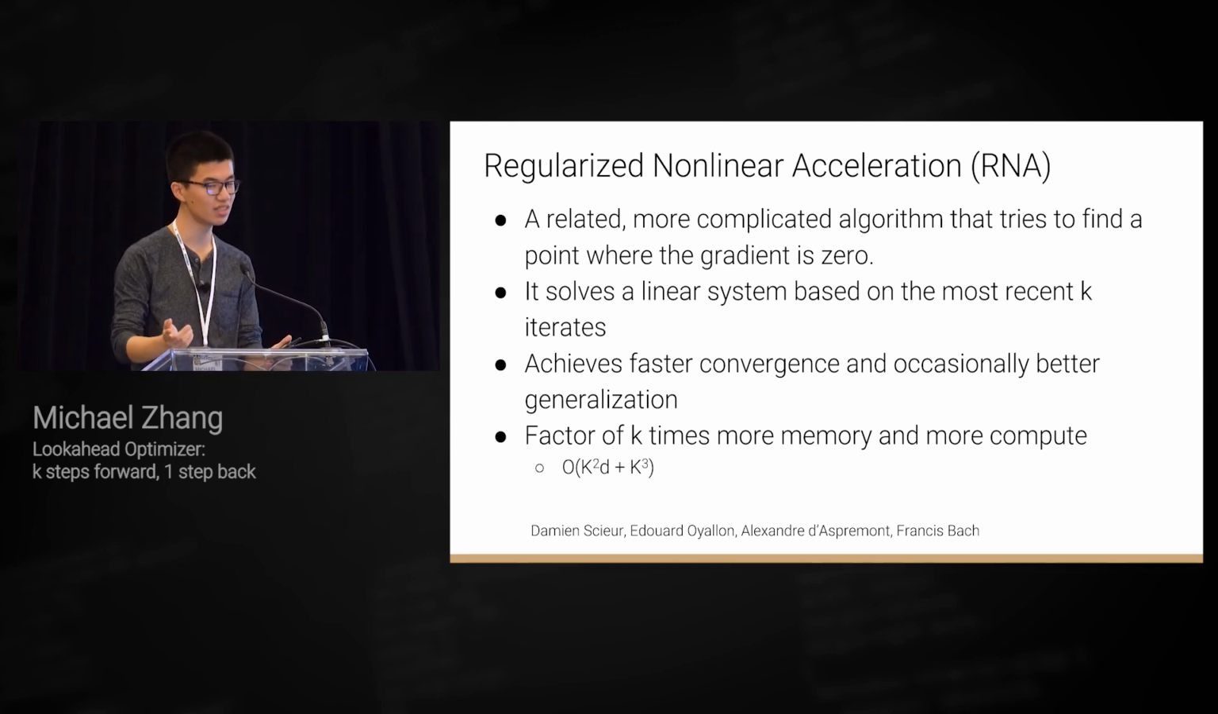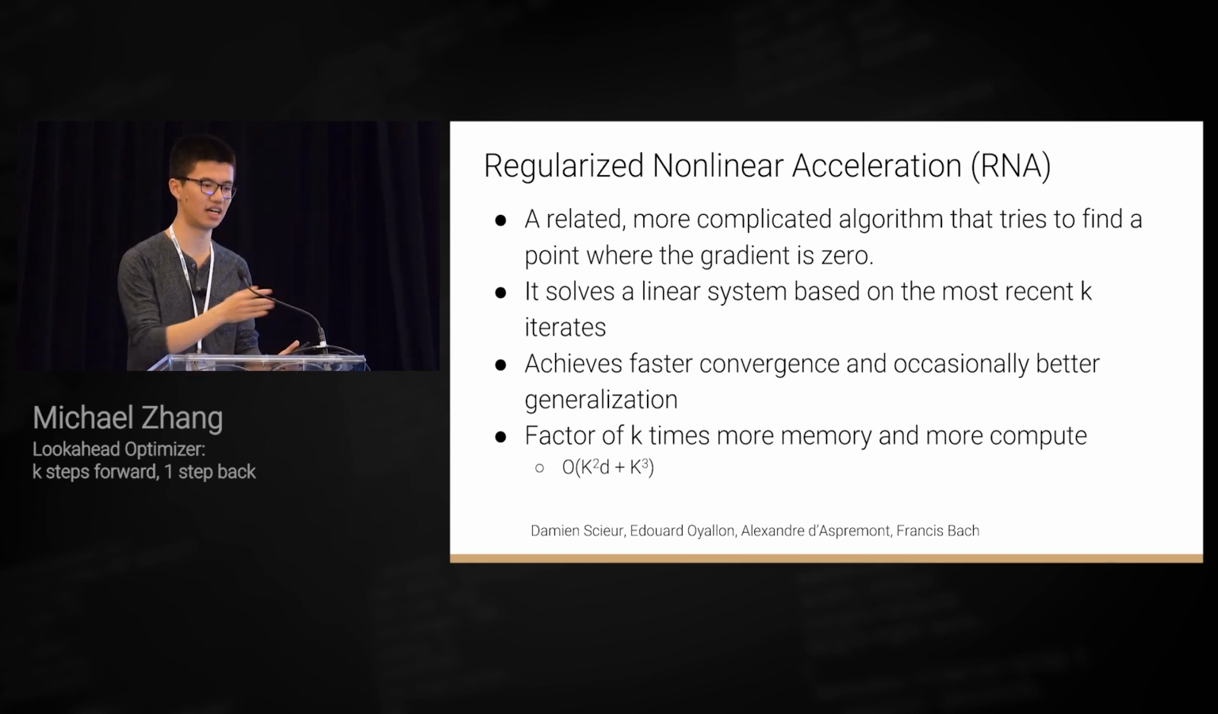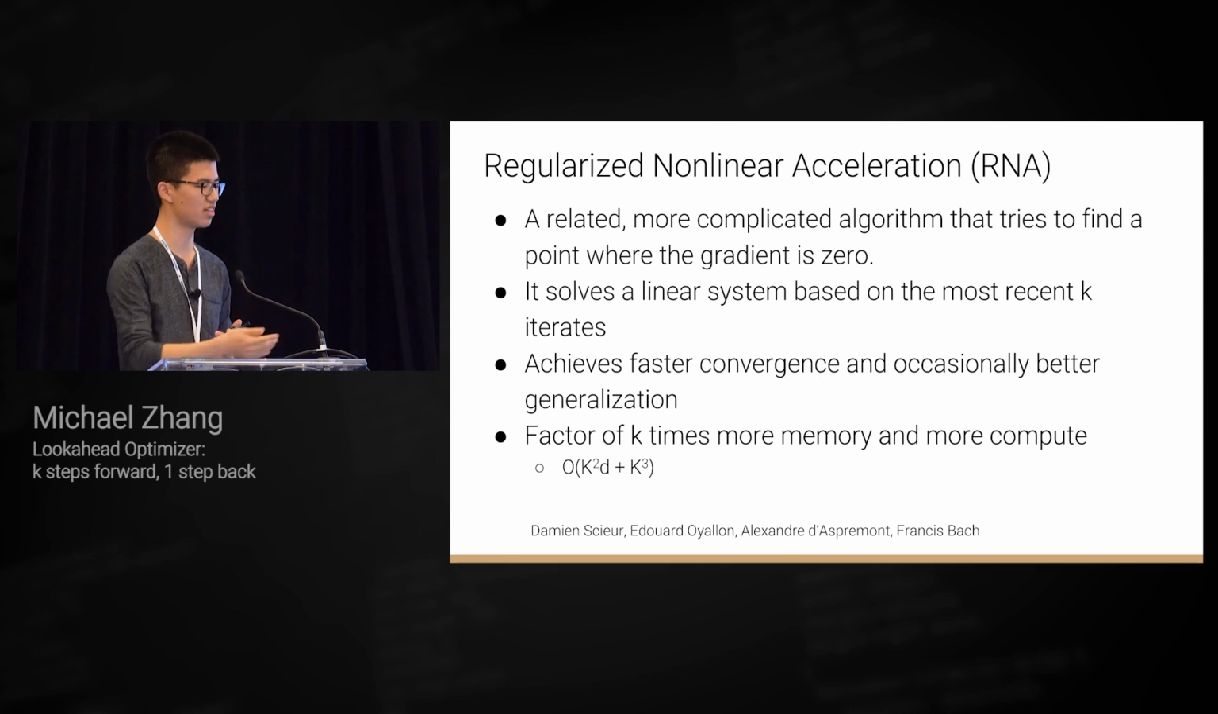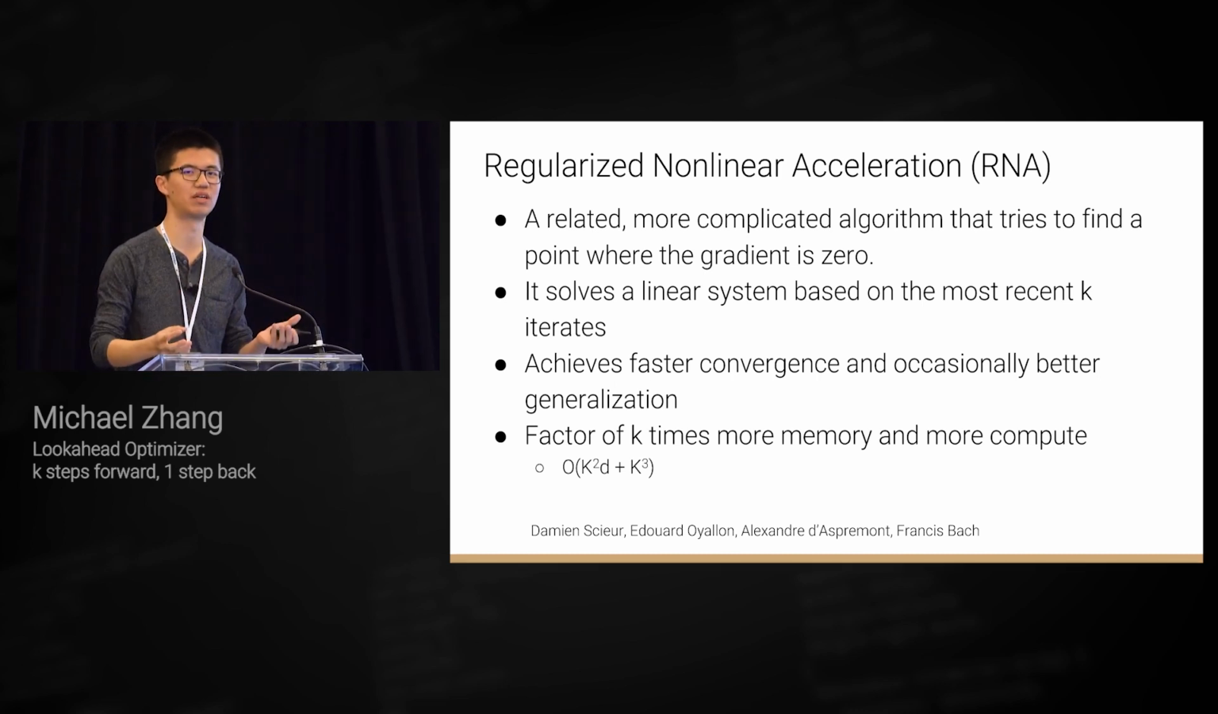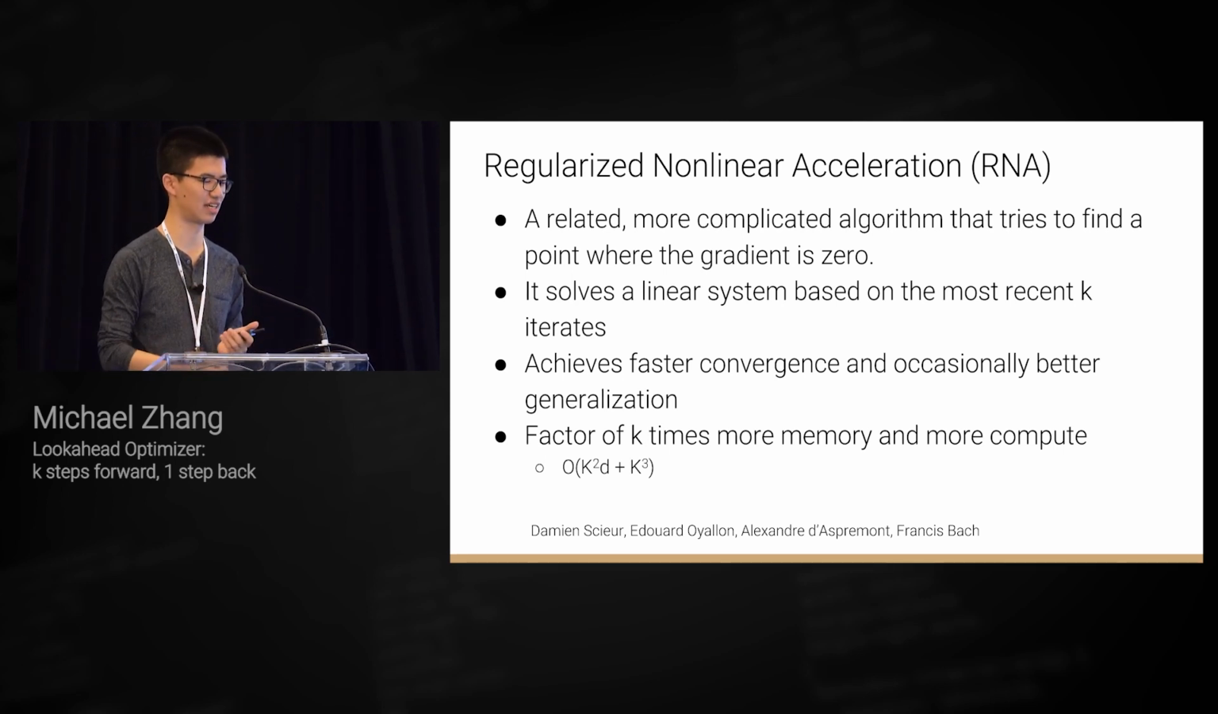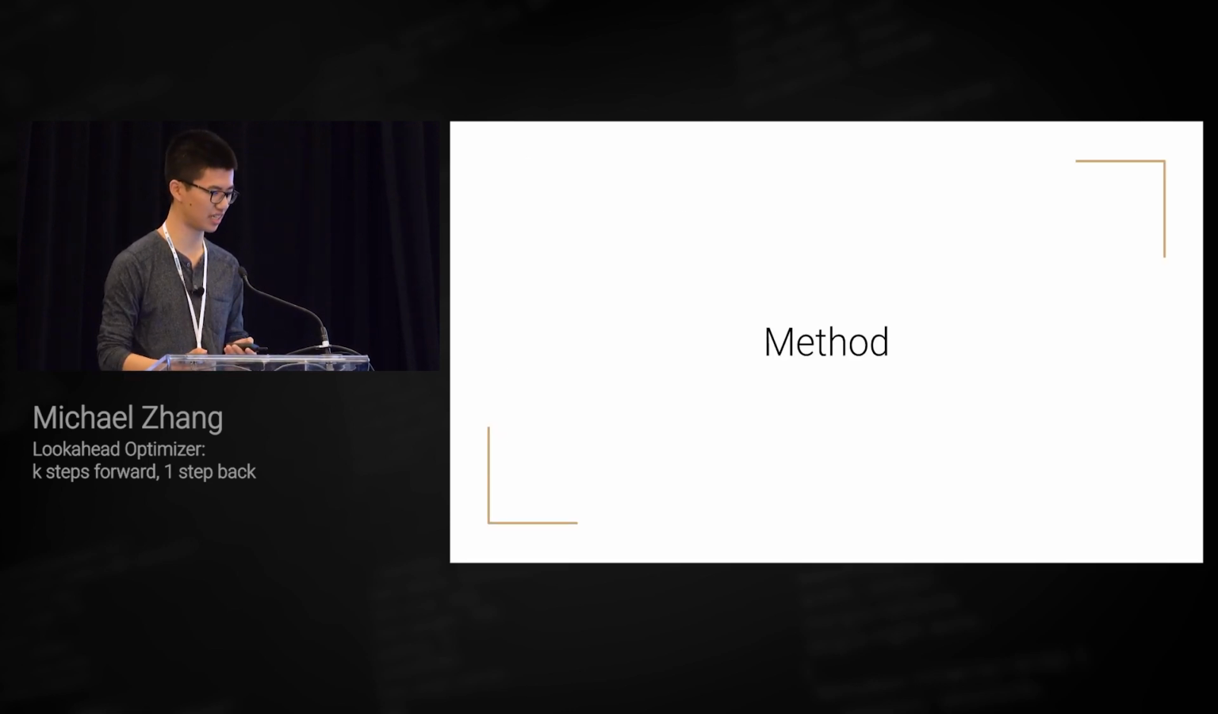And you can solve a system of k variables and k equations, k unknowns, which is k times the amount of memory for one gradient. If you do this, you can get an approximation for where the minimum should be. So this is similar to our method, but it's on the order of k times more memory. So this is related work, and now we'll get into the description of the Lookahead Optimizer itself.